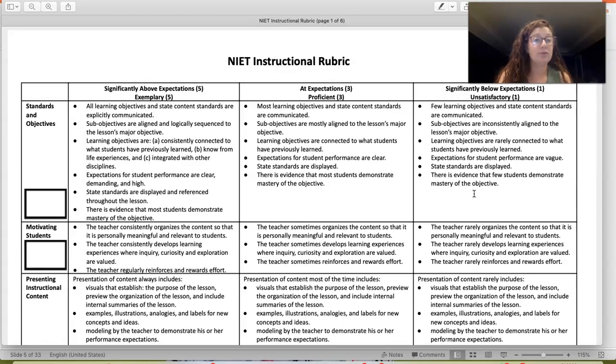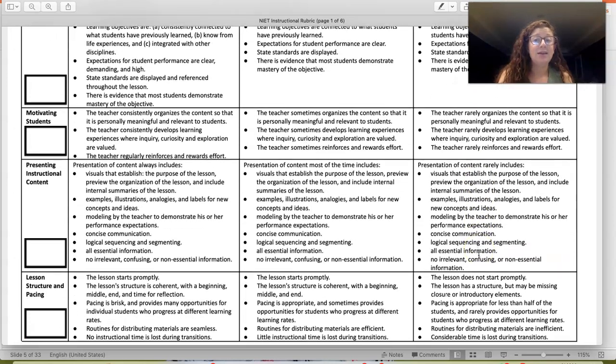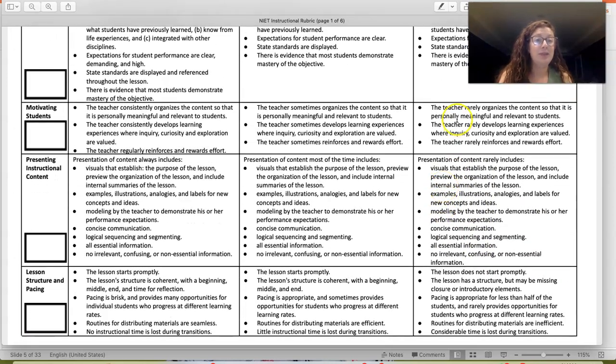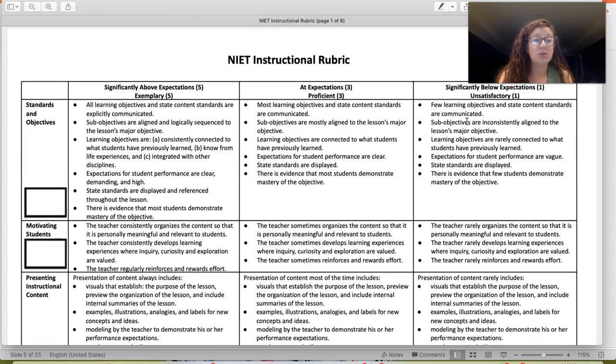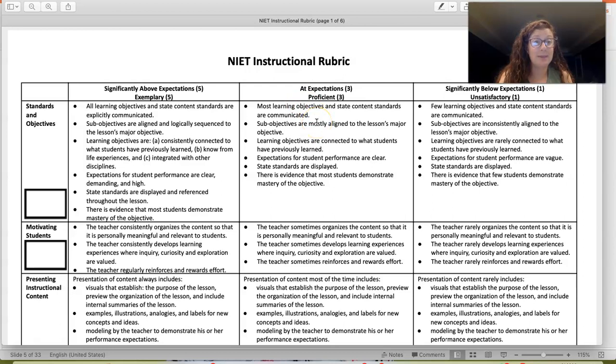So after I observe you, if you earned a 0, 1, or 2 in an area, I would give you tips on how to master this area for the next time. So let's say you didn't do a very good job in motivating your students. If I were to give you a 0, 1, or 2, then I would also be giving you a lot of tips on what you can do for your next lesson that I come to observe to ensure that you can earn a 3 next time.